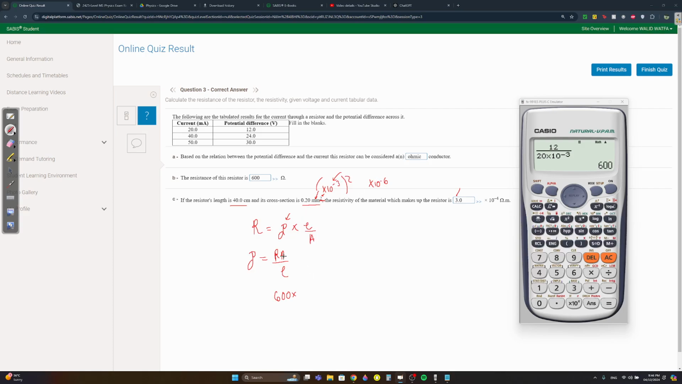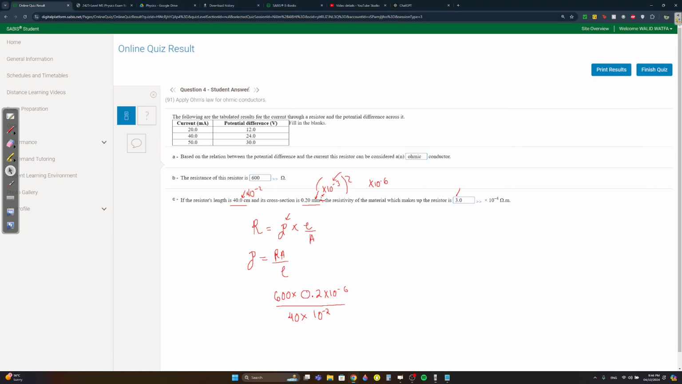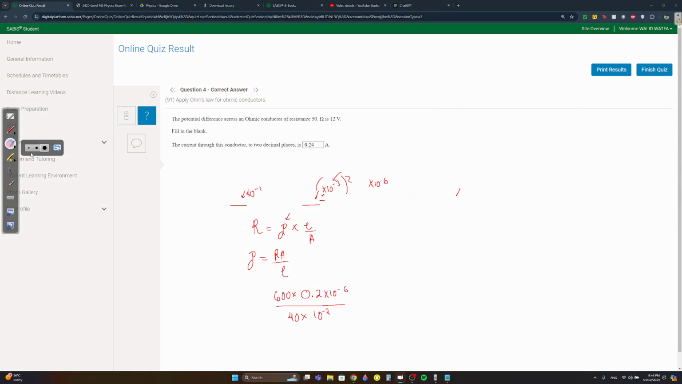So the area is going to be 0.2 times 10 to the minus 6 over the length. The length is 40 centimeter. How do we convert it to meter? We multiply centi to normal, it's times 10 to the minus 2. Let's see how much we get: 600 times 0.2 times 10 to the power of negative 6, over 40 times 10 to the power of minus 2. You're going to get 3 times 10 to the minus 4. Very, very easy, guys.